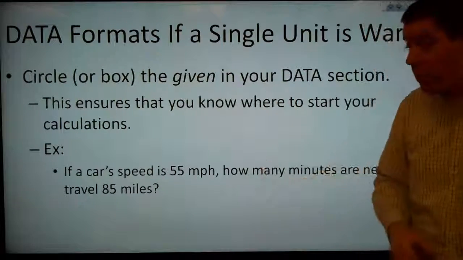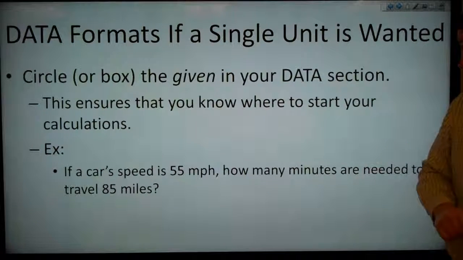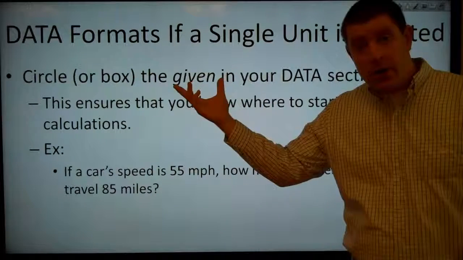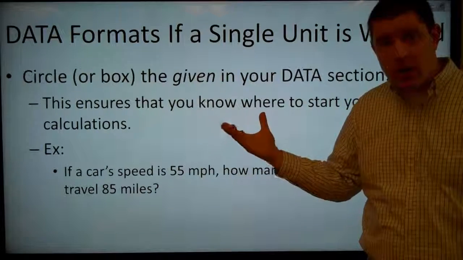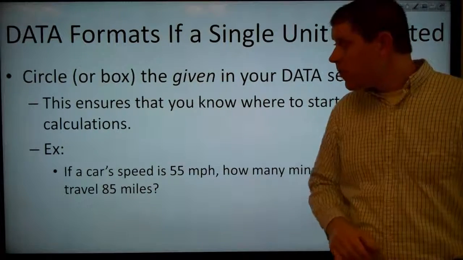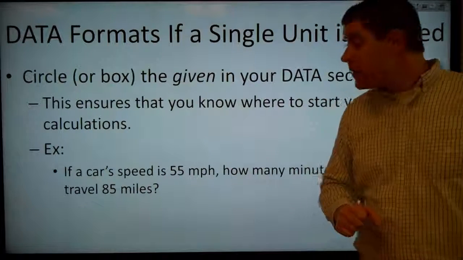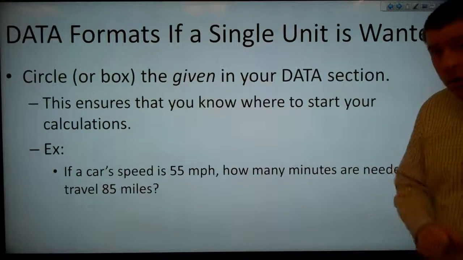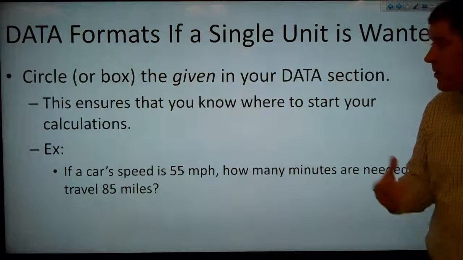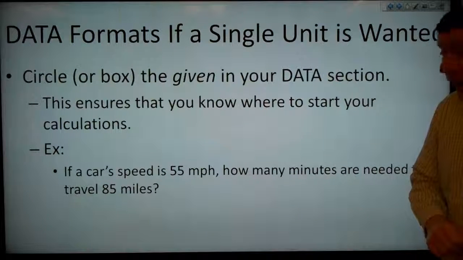So we're going to circle or box the given in the data section. I'm using boxes here because I've got it typed, but on your paper you can circle it or box it or highlight it, or in some way pick out what the given is so you can always know that that's what you need to use. So this ensures that you know where you want to start your calculations.